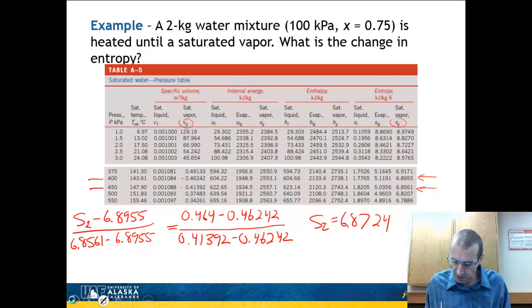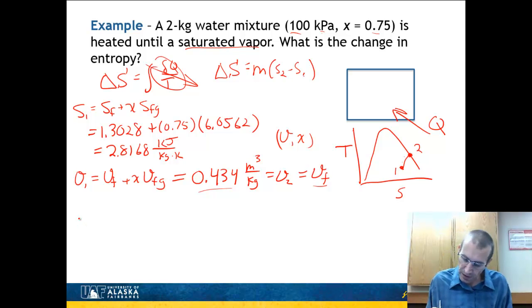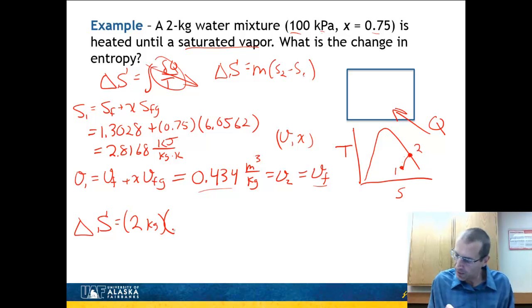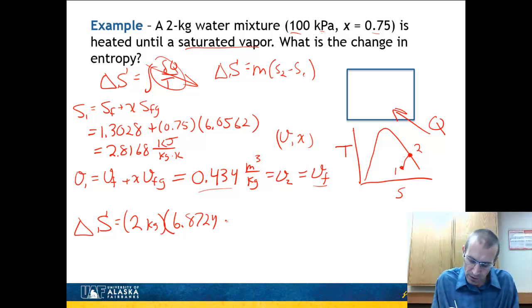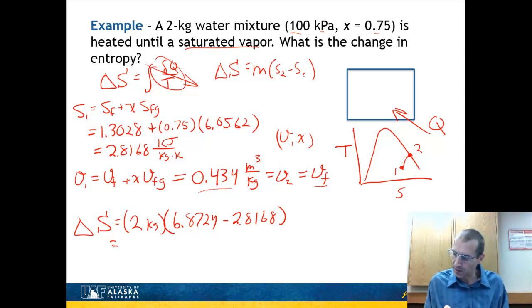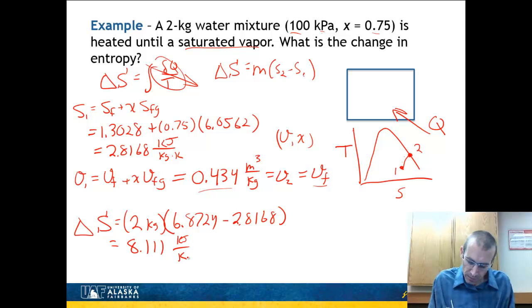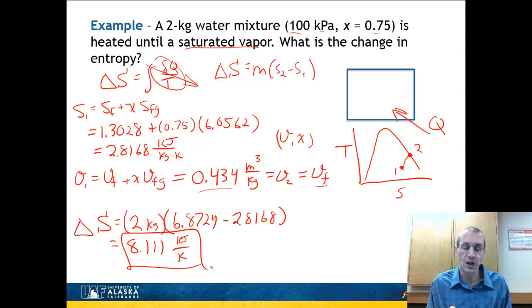Let's go ahead and finish this. I'll go back to the previous slide and find out what delta S is. It's going to be my mass of 2 kilograms, and then my two values of S. So S2 was 6.8724 minus S1, which is 2.8168, and the arithmetic on that comes out to be 8.111 kilojoules per Kelvin. That is the change in entropy during that process.